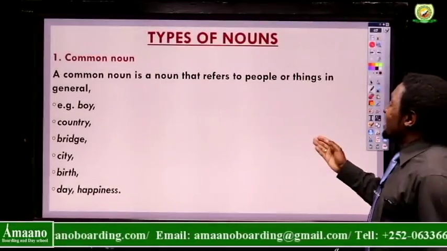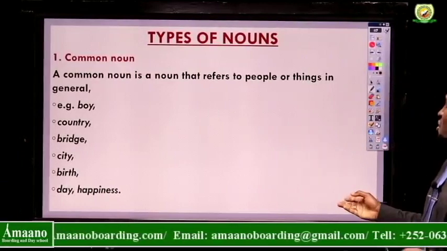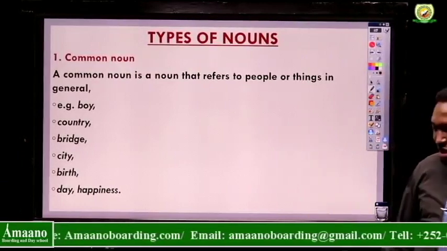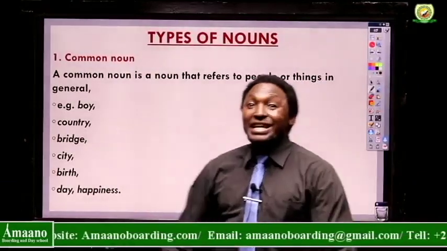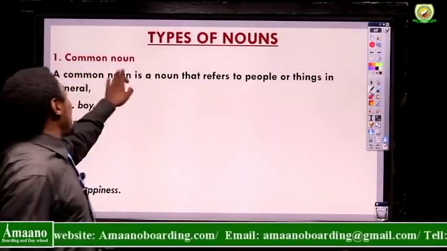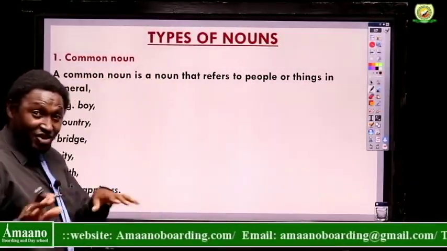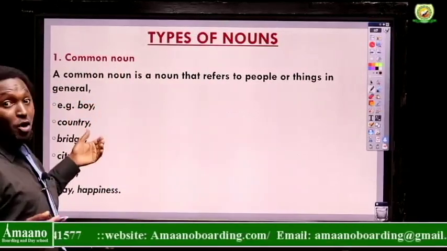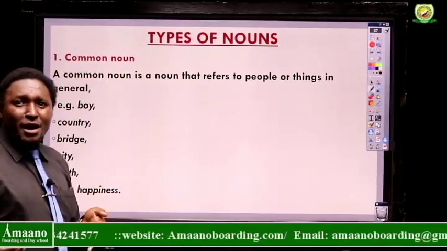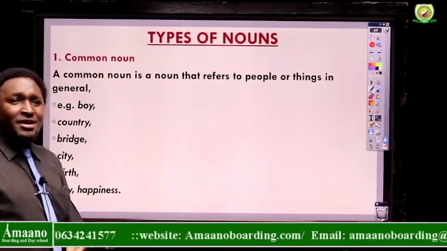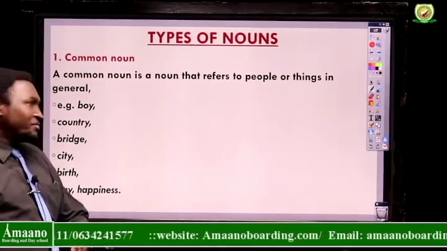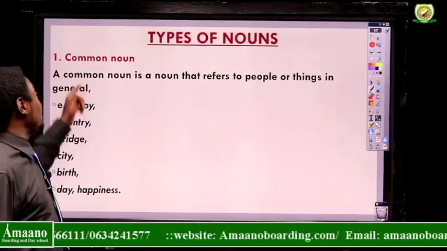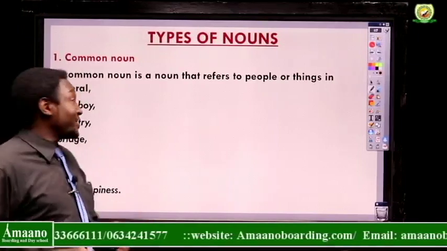A common noun is a noun that refers to people or things in general. It must be in general. For it to be a common noun, it must be general. You generalize. If you talk about a person, people, just say a boy. Don't say Muhammad, or don't say Mahamud, or don't say the name of a girl if you are referring to common nouns, because common nouns are general.